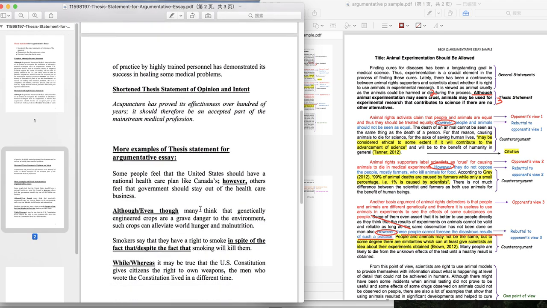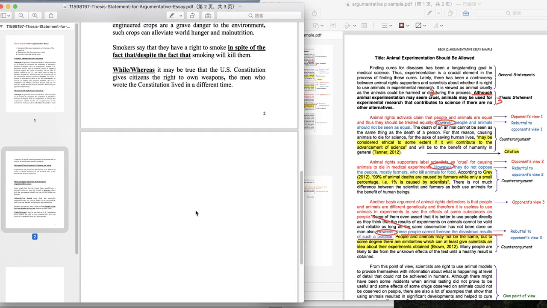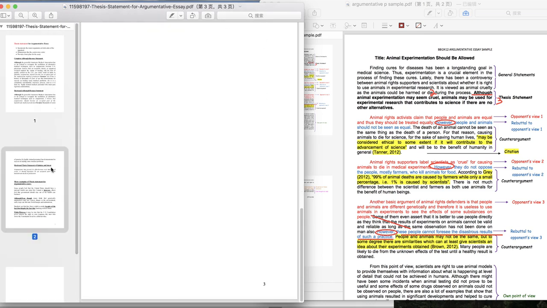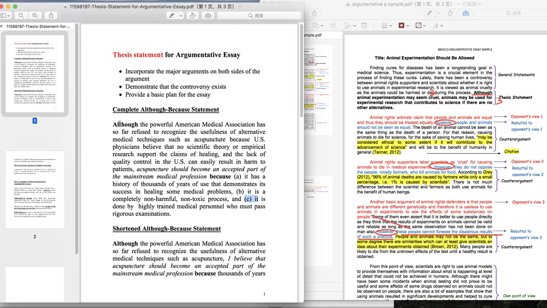If you don't want to use although for your argumentative essays, okay, you can use however, in spite of, while, whereas, something like these keywords to state your thesis. Right? Remember, for any of your argumentative essay, you must have the keywords and your reasons to state your opinion.